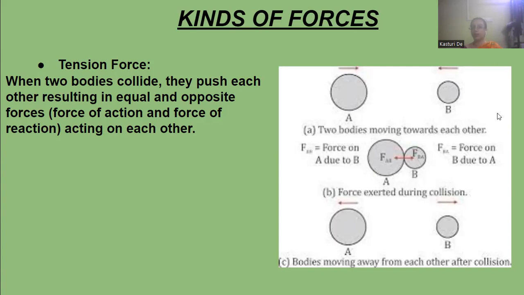There will be a collision between them, and a force will be acting on A due to B. On A, B will exert a force, and on B, A will exert a force. This force due to collision is known as collision force, colliding force. Due to this, ball A will move in the opposite direction and B will move in the opposite direction. A will move towards the left and B will move towards the right.